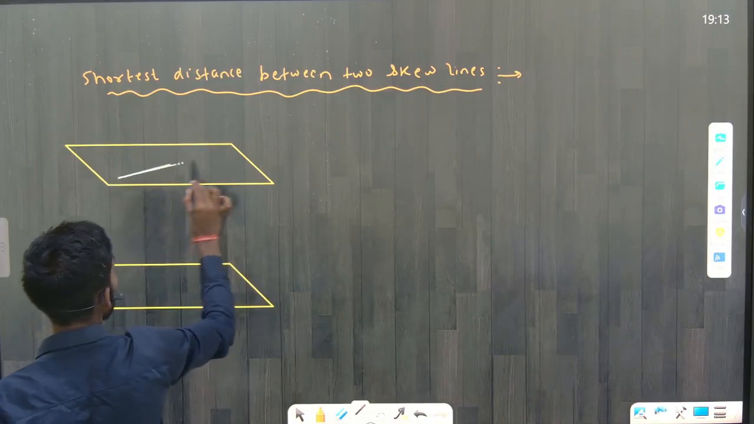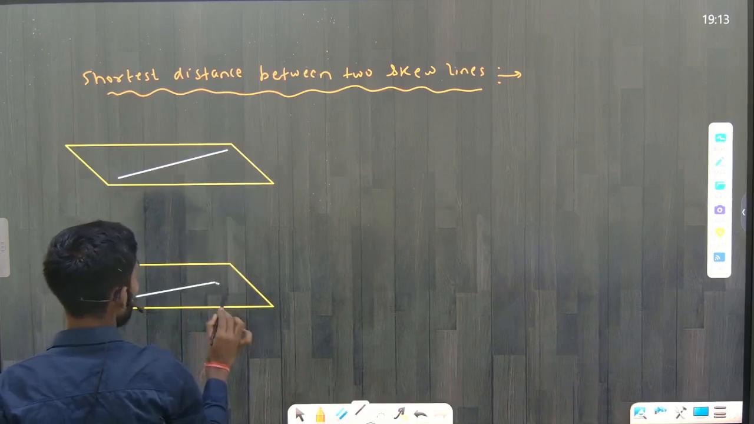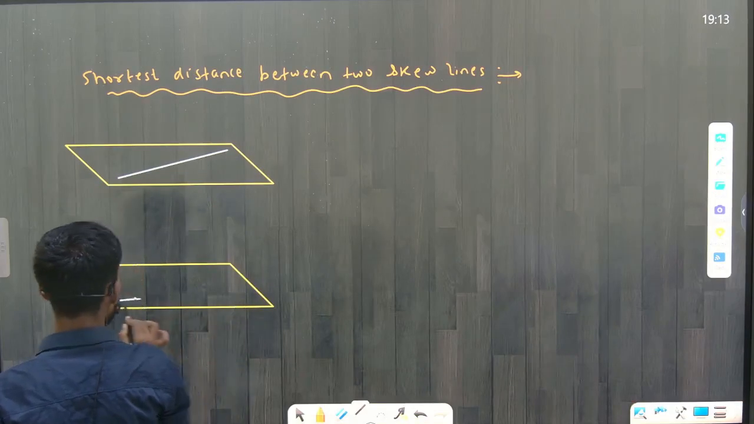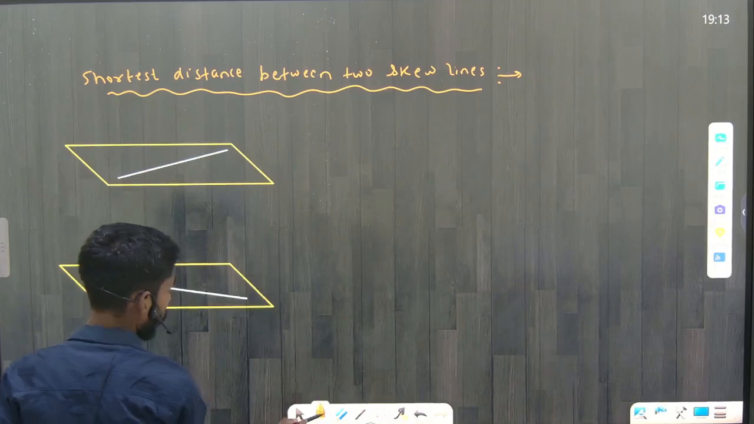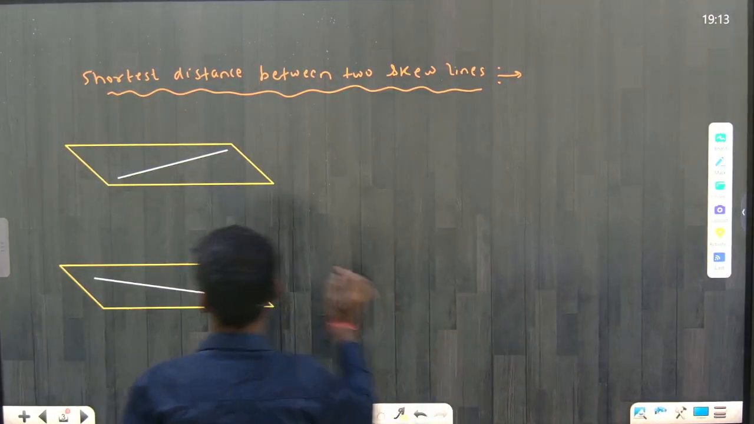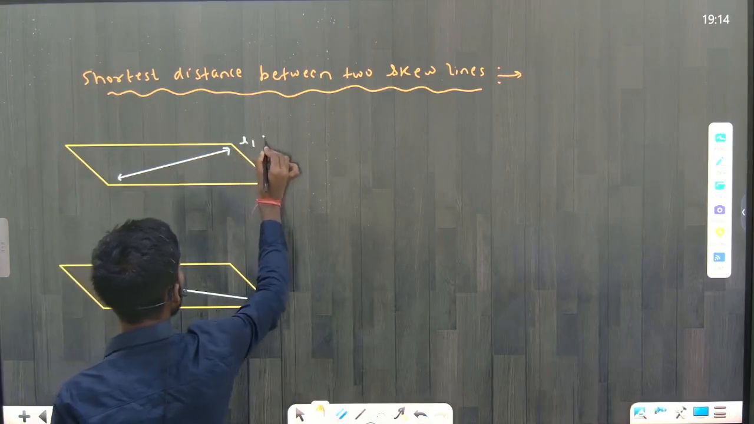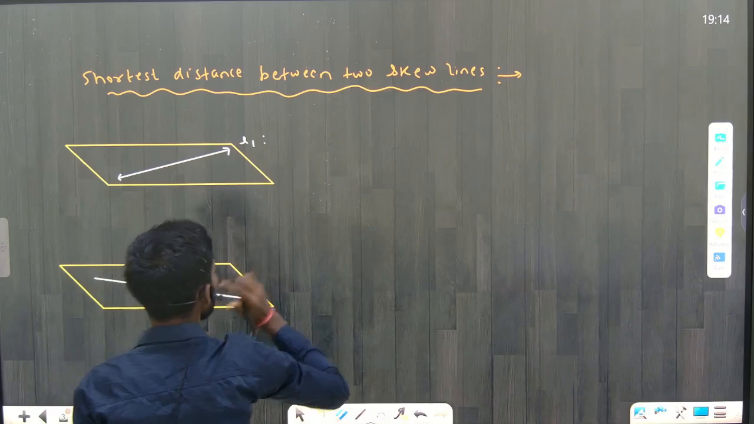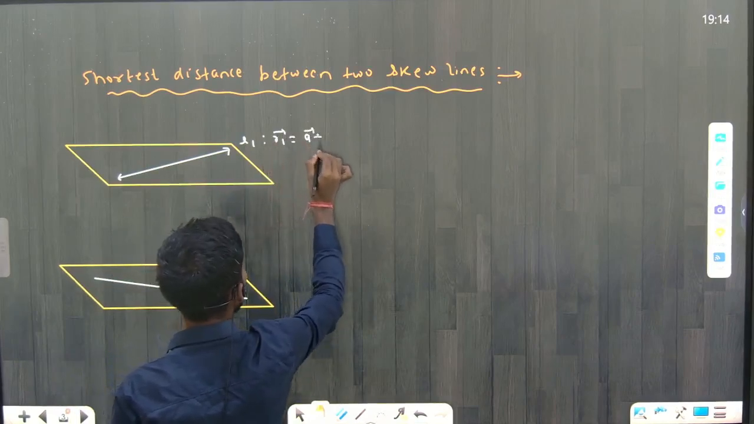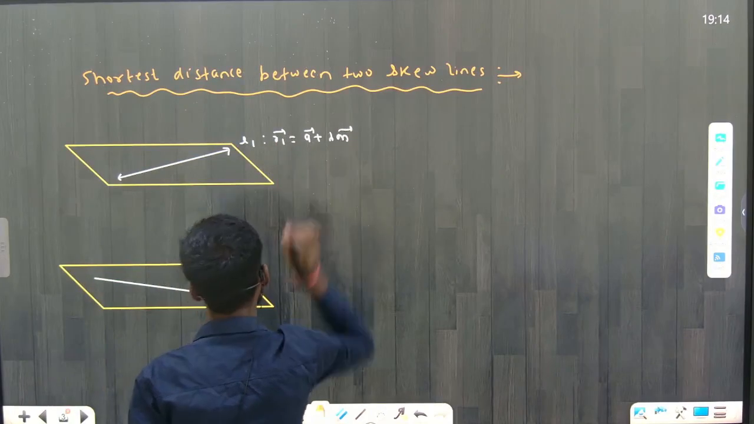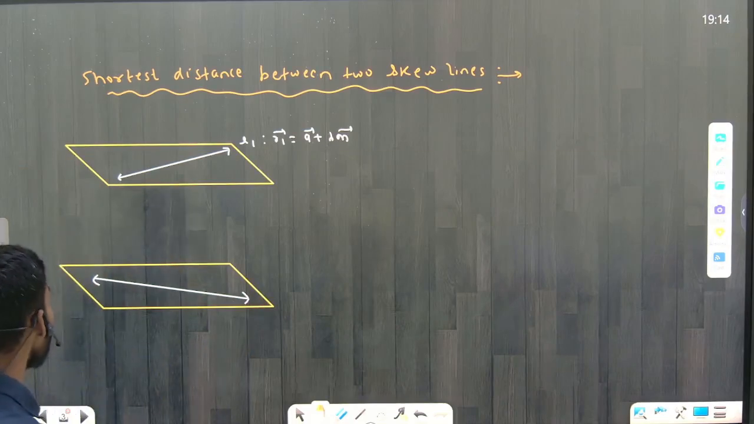Now let us assume two lines. This lies in the plane P1. Here, suppose that this is line L1, whose equation in vector form is r1 vector is equal to a vector plus lambda times m vector. Now let's assume this is the line L2.